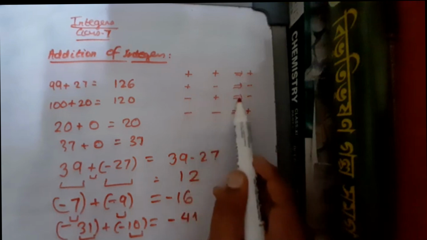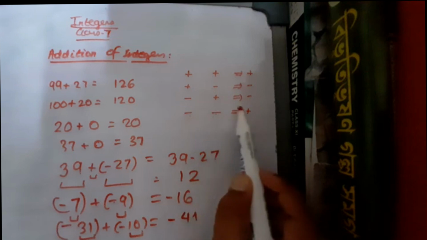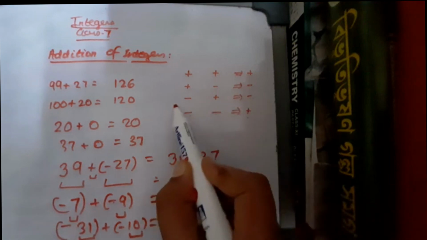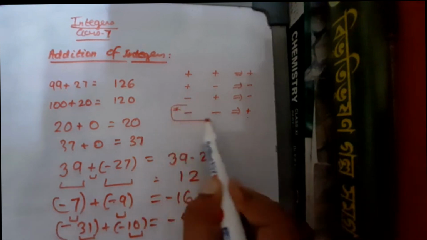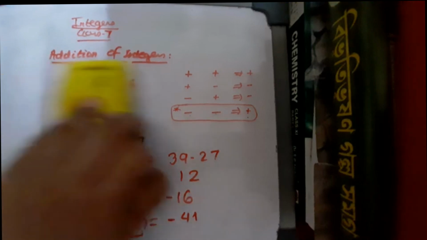Negative integer and positive integer, you have to perform the subtraction operation. And negative integer and negative integer, you have to perform the addition operation, but put a negative sign in front of the result. So I am going to star mark this one, because you have to put the negative sign in front of the result. Okay, so let me give you some other examples to illustrate these.